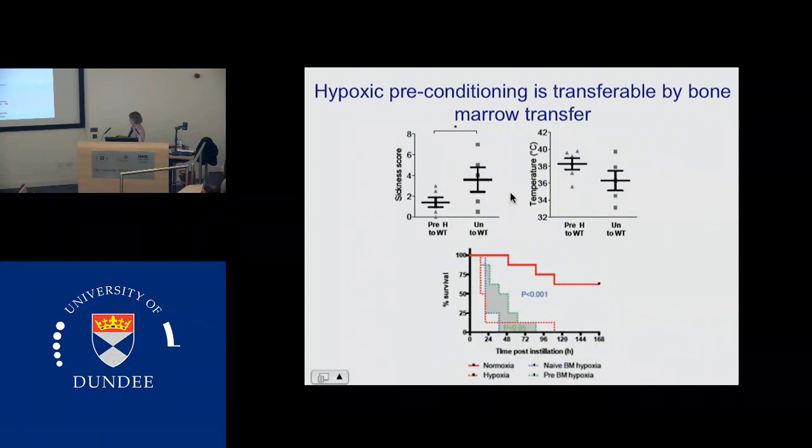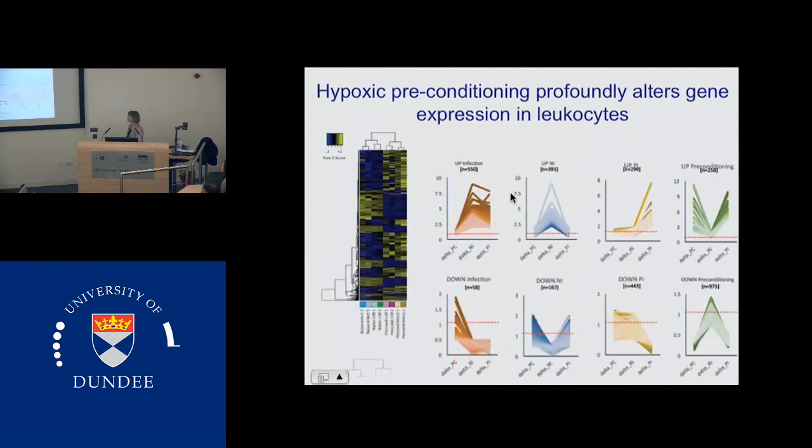We were able to show that we could take the bone marrow from pre-acclimatized mice and put it into mice that had not seen hypoxia, and we were able to transfer this effect. So we were transferring it in the white blood cells, in the leukocytes, and we were able to show that we could also transfer the survival effect simply by transplanting bone marrow of mice previously exposed to hypoxia. Okay, so what we want to know, of course, is how are we doing this?